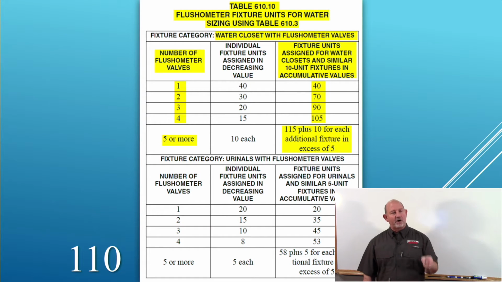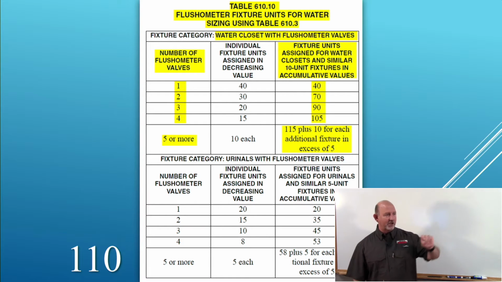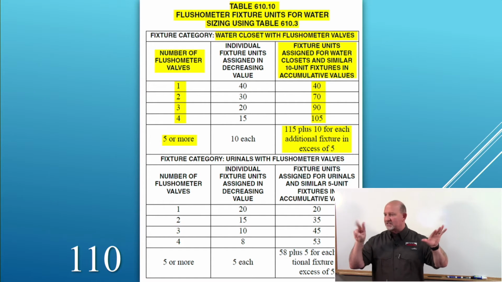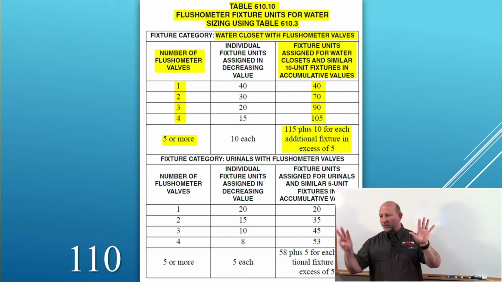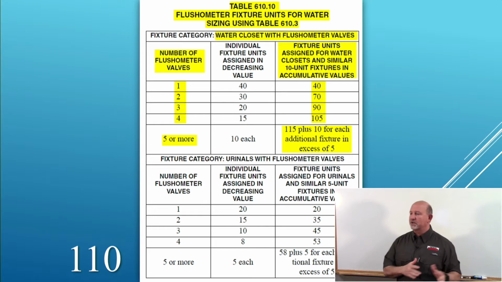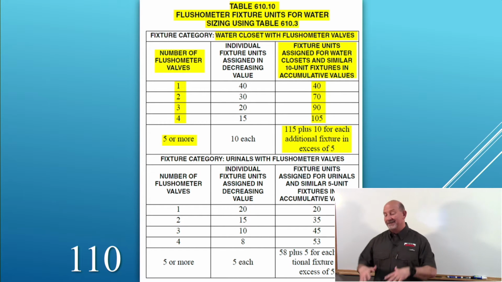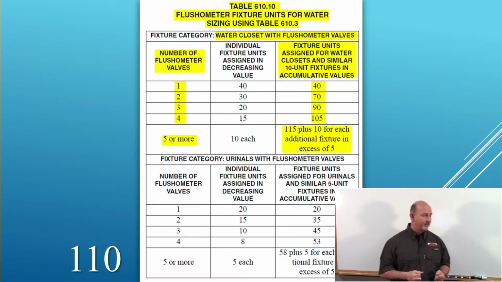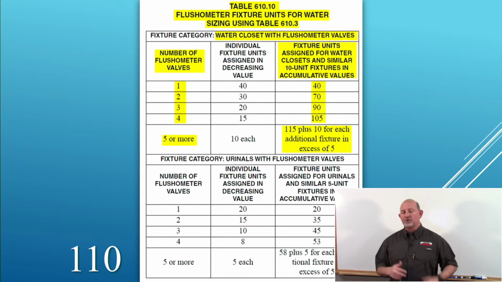115 plus 10 for each additional fixture in excess of 5. So do you agree if I had 5 flushometer valve water closets, I don't have any in excess of 5, so those 5 are worth 115. What the rest of that means is if I had a 6th one, add 10 more. If I had a 7th one, add 10 more. If I had an 8th one, add 10 more. That's what they're saying. But again, people get in trouble because they partially read this and assume or guess what the rest of it says, and it really gets them in trouble. Okay? So let's move on down below there.